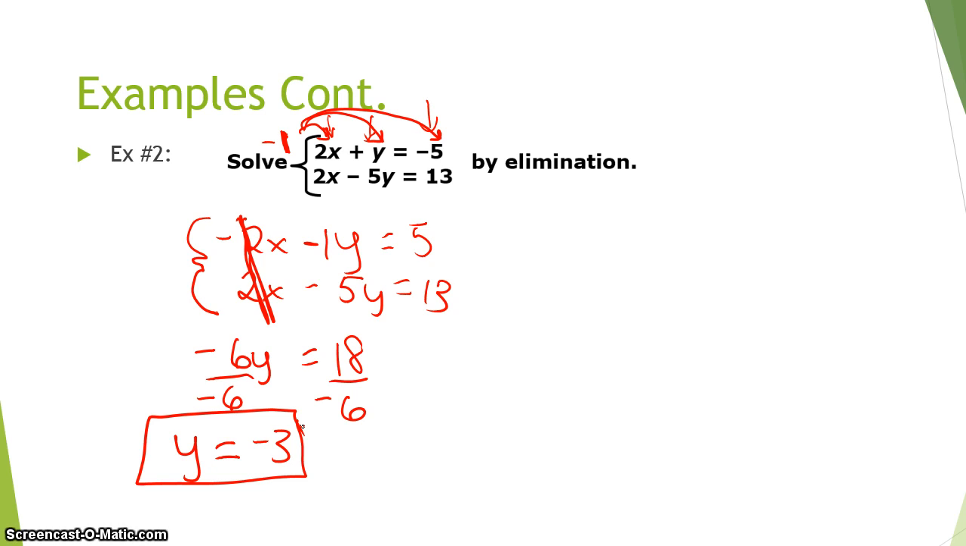So now that I've solved for one of the variables, I now need to substitute this -3 back into one of the original equations to now solve for my x. I'll just choose the top equation, 2x plus y equals -5. We said y we solve for is -3, so 2 times x plus -3 equals -5.